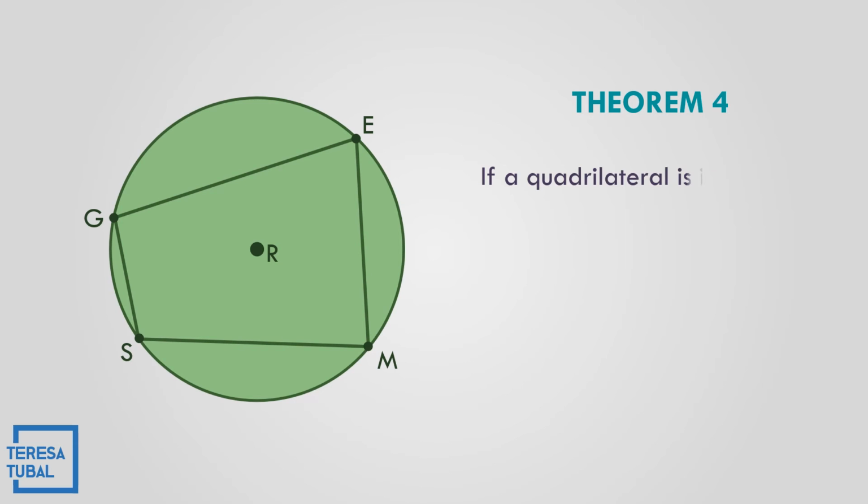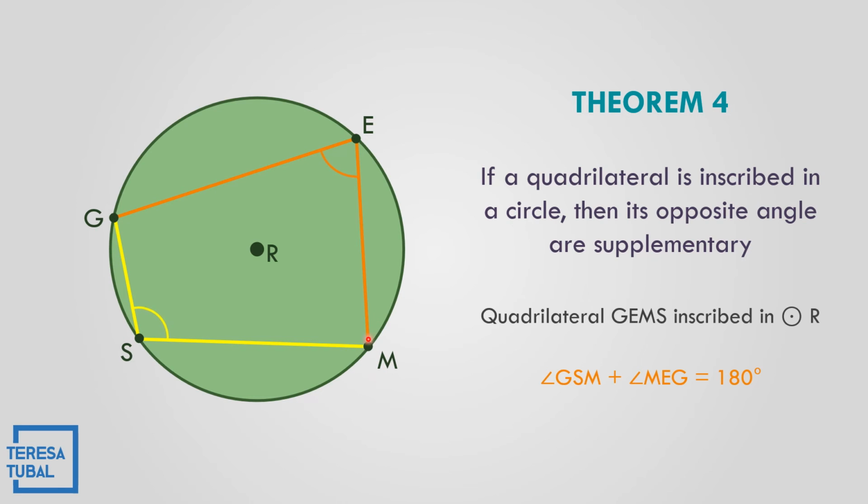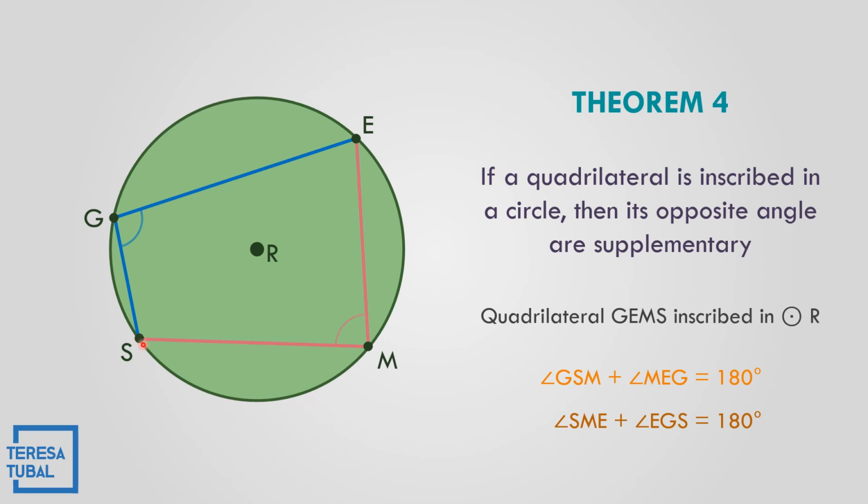In theorem number 4, if a quadrilateral is inscribed in a circle, then its opposite angles are supplementary. In quadrilateral GEMS, inscribed in a circle R, the opposite angle GSM plus the opposite angle MEG is equal to 180 degrees. So angle S and angle E is equal to 180 degrees. Another, angle SME plus angle EGS, the total is equal to 180 degrees, or the opposite angles are supplementary.